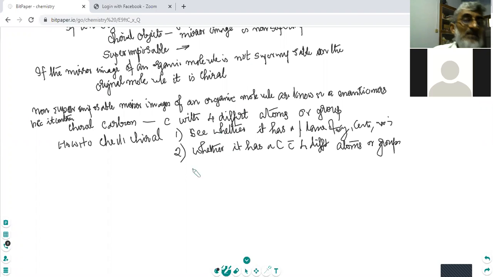Now let us draw the molecule. See here, carbon, a chlorine on the top. On the side, I have a bromine. And here, I have the iodine. And I have the hydrogen. You know how to draw this. Now draw the mirror image of this.